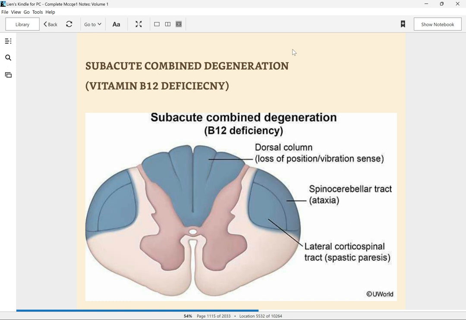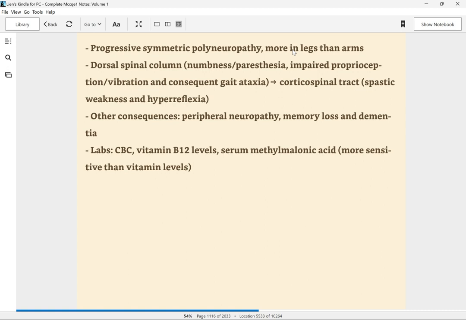Subacute combined degeneration, due to vitamin B12 deficiency. Progressive symmetric polyneuropathy, more in the legs than arms. Dorsal spinal column involvement causes numbness/paresthesia, impaired proprioception/vibration and consequent gait ataxia. Corticospinal tract involvement causes spastic weakness and hyperreflexia. Other consequences: peripheral neuropathy, memory loss and dementia. Labs: CBC, vitamin B12 levels, and serum methylmalonic acid, which is more sensitive than vitamin levels.